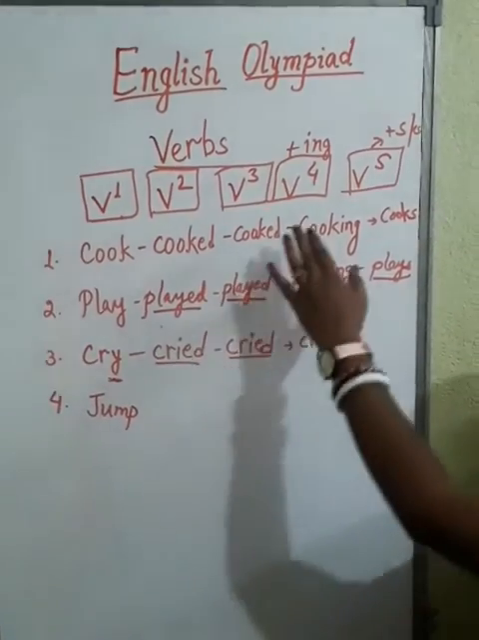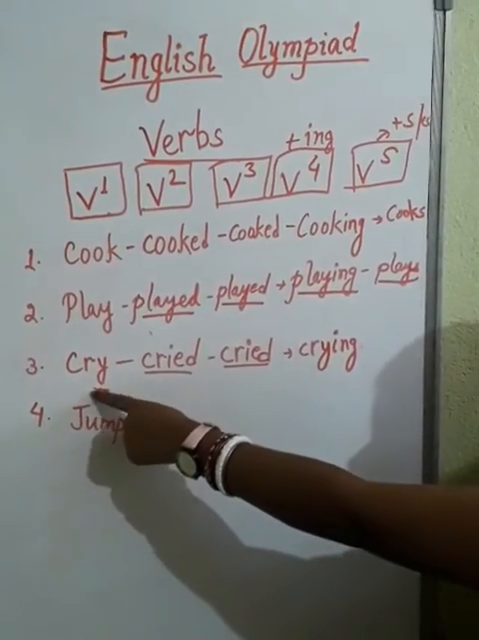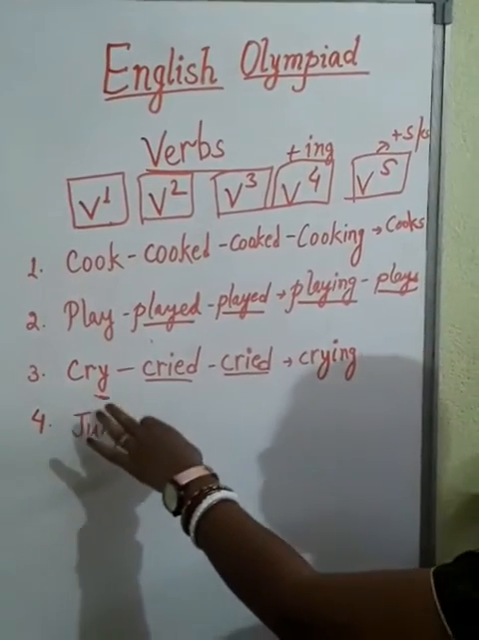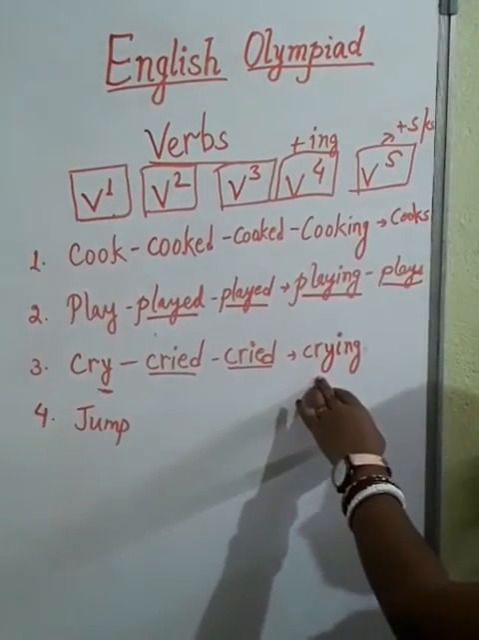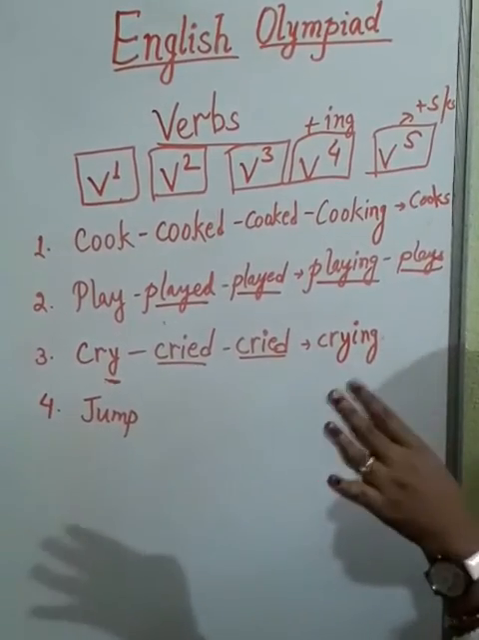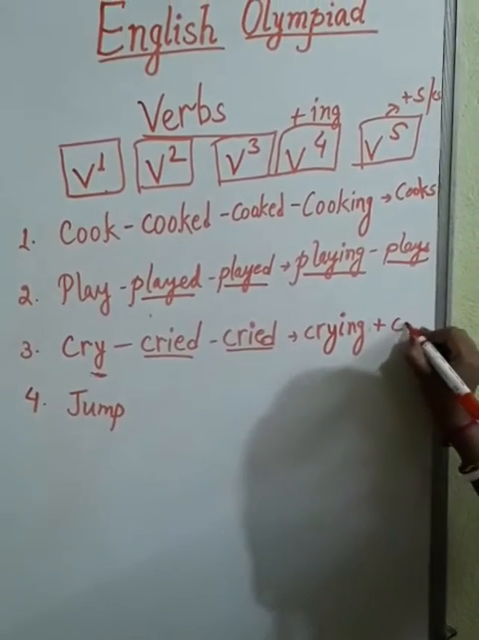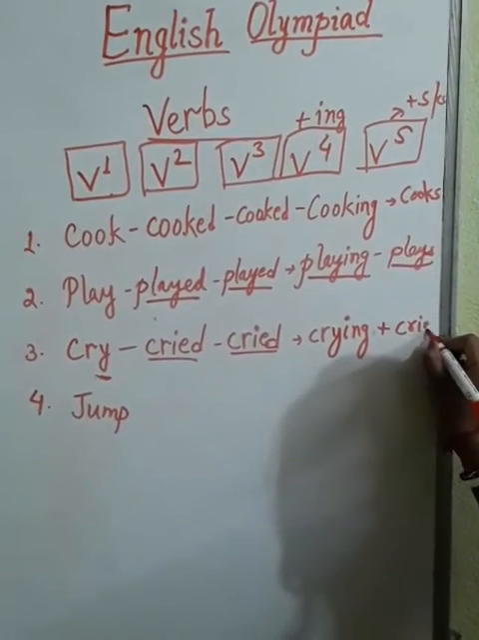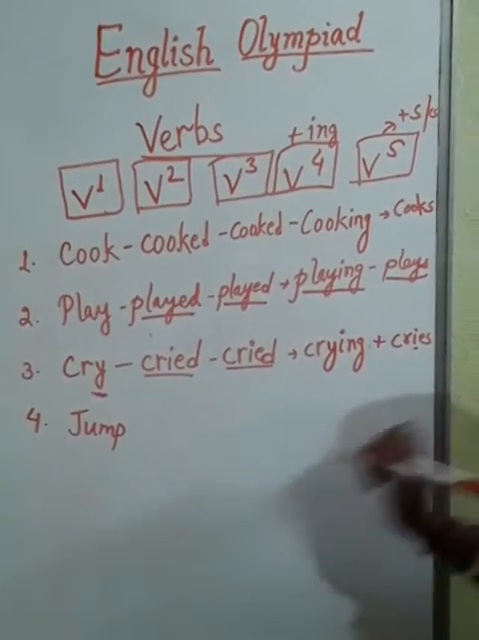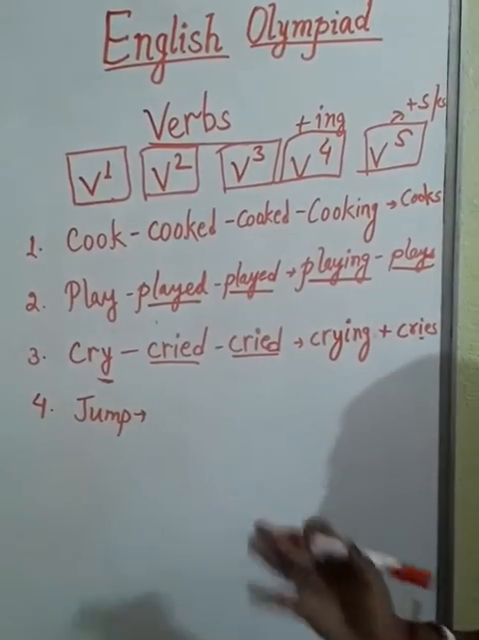What happens in V4? I said that we have to use ing along with the V1. The same spelling will be written whatever it is in V1. So cry is the word cry, and we have to use ing along with it to make it V4, the fourth form of the verb. So it will be crying, and here it will be cries. C-R-I-E-S. Here we will remove this y. Now the fourth one, as I have written, all these four words are regular verbs.